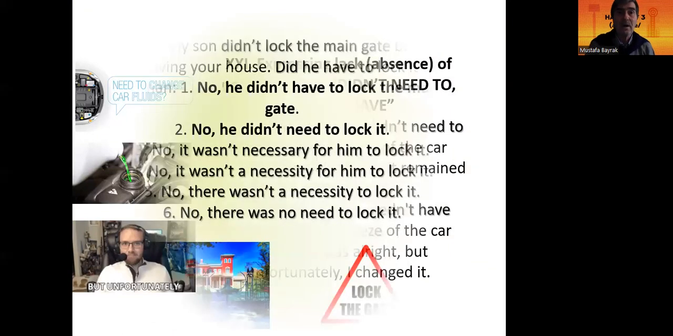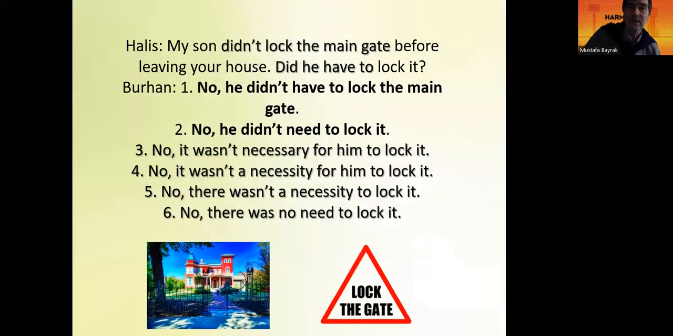Okay. Halis: my son didn't lock the main gate. Halis and Burhan are talking to each other. My son didn't lock the main gate before leaving your house. Did he have to lock it? Burhan: No, he didn't have to lock the main gate. Okay, it was not necessary. He didn't have to lock the main gate, or no, he didn't need to. Didn't have to, didn't need to lock it. Okay, it's clear, I think.